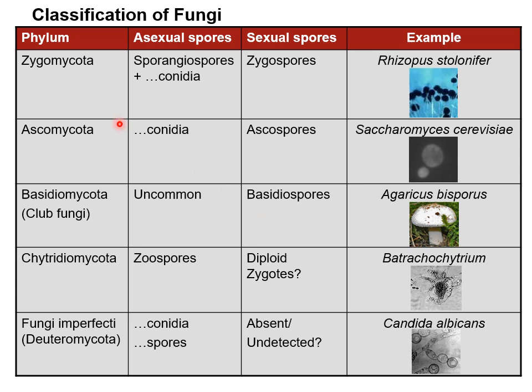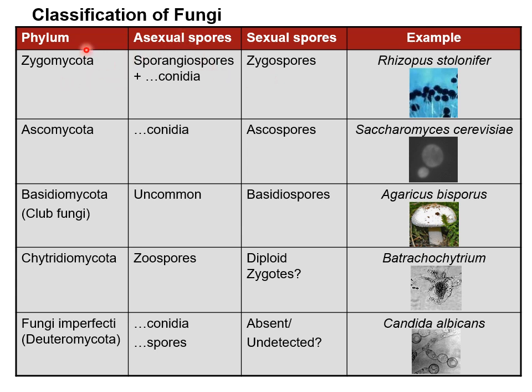So starting with the first phylum, this is the Zygomycota, and Zygomycota, they get their name from the sexual spore formation, which is zygosporulation, or formation of the zygospores. And if you remember from the lecture, zygospores, when you give them good conditions, they will germinate, and you will end up with the asexual sporangiospores.